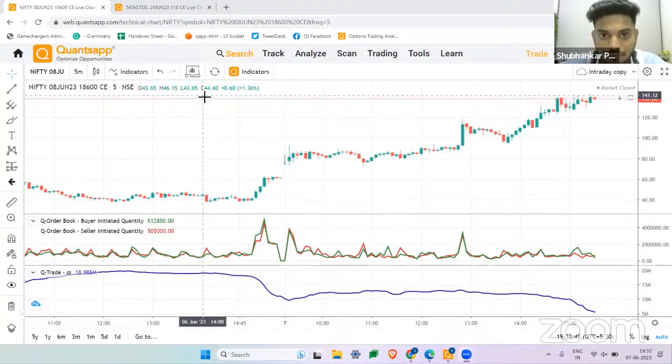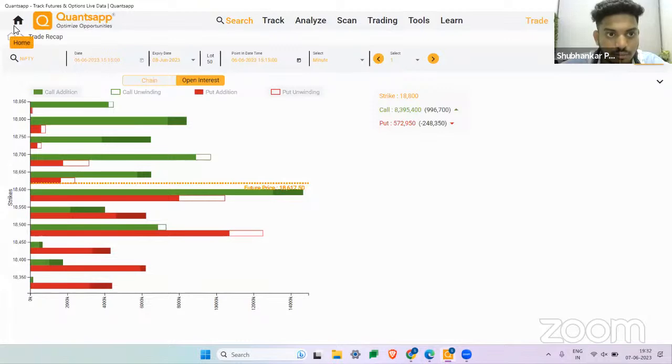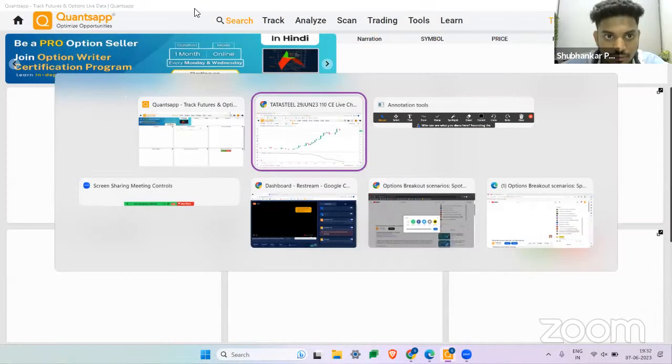So that's that. So now it's very simple. Someone said about Tata Steel, and Tata Motors as well. So let me just try to pull out Tata Motors. So instead, why don't I do it this way?